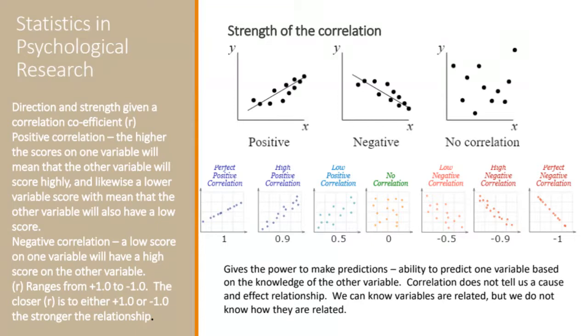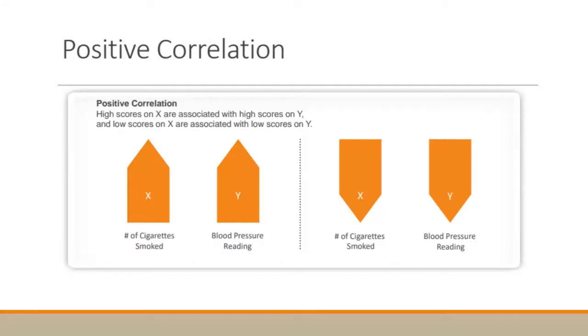That's what a correlation is, and it's probably one of the more fundamental descriptive or inferential statistics that you will use in psychology. So positive correlation we've spoken about. High X scores are associated with high scores on Y, and low scores on X are associated with low scores on Y. Cigarette smoking increases your blood pressure. Reduce cigarettes, reduce blood pressure. Those are positive correlations.